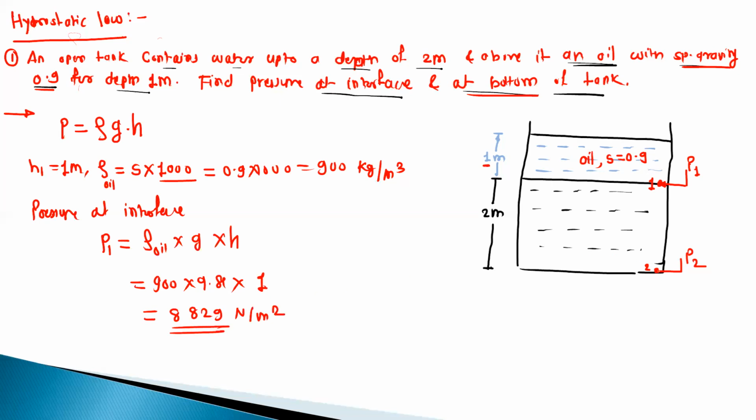Now next we have to find out the pressure at the point 2. So for the point 2, what is the total height of the liquid above the point 2? Here we have to consider this total height, because above the point 2 we have two liquids or two fluids. One is water, having the height 2 meter. Above the water, we have the second fluid, which is oil, having the height 1 meter. So H2 is equal to 2 plus 1, so this is 3 meter.